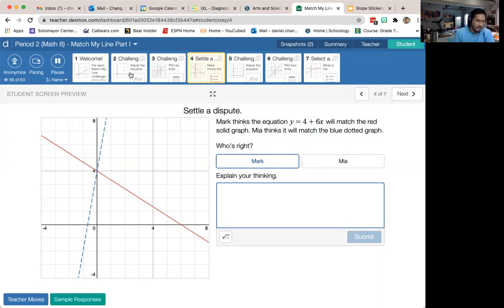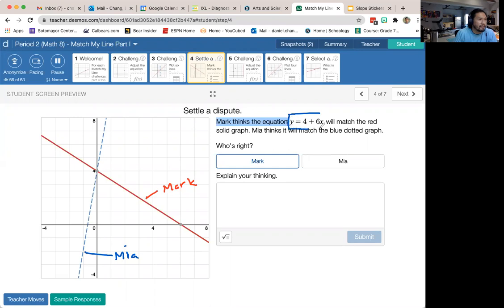So let's break this down. You've got to do a couple things here. It says Mark thinks the equation y equals 4 plus 6x will match the red solid line. So this is what Mark thinks. Mark. And Mia thinks that equation will match the blue. This is Mia. Okay? And they're both looking at this equation right here.